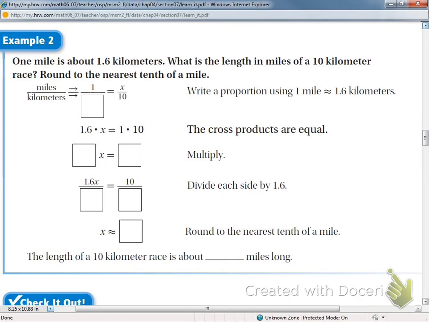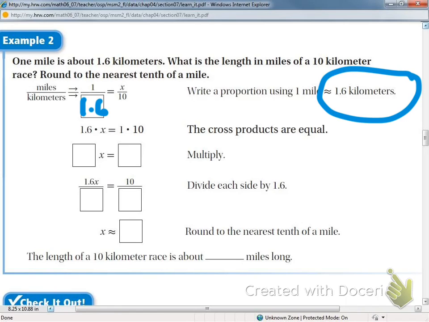Okay, example number 2. Now 1 mile is about 1.6 kilometers. What is the length in miles of a 10-kilometer race? Round to the nearest tenth of a mile. So we know that 1 mile equals about 1.6, so I'm going to write 1.6. Now I have to solve my proportion.